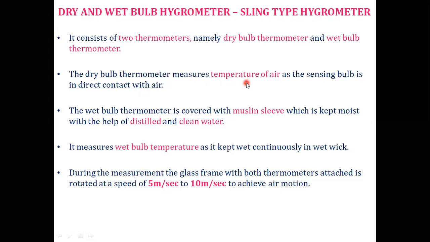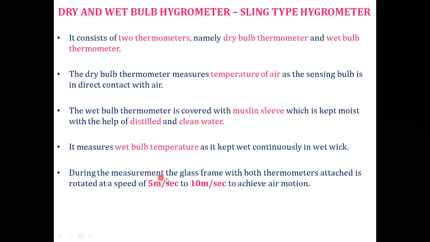The dry bulb thermometer measures the temperature of air as the sensing bulb is in direct contact with air. The wet bulb thermometer is covered with a muslin sleeve, which is kept moist with the help of distilled and clean water. Distilled and clean water is used for wetting that bulb. Okay, it measures the wet bulb temperature as it is kept continuously wet by the wet wick.